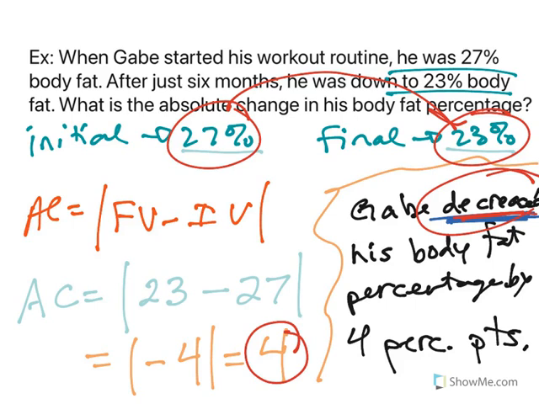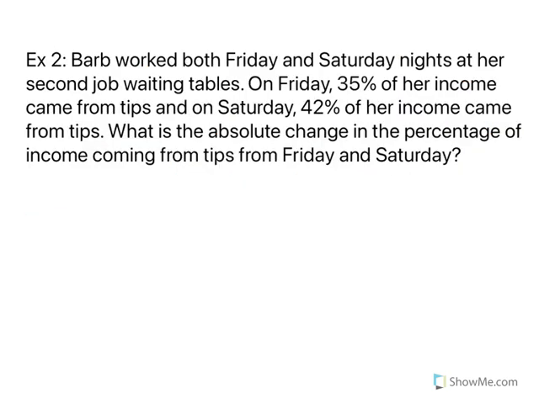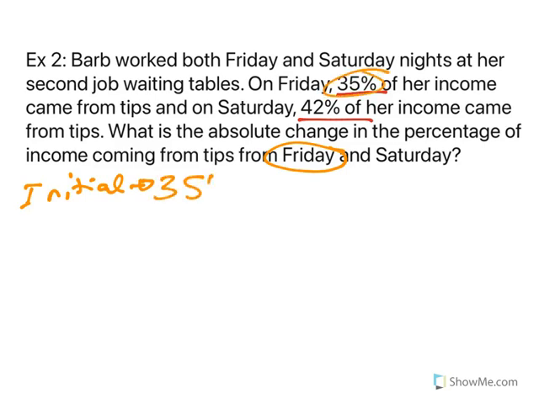Let's do another one. Barb worked both Friday and Saturday nights at her second job waiting tables. On Friday, 35% of her income came from tips, and on Saturday, 42% of her income came from tips. What is the absolute change in the percentage of income coming from tips from Friday and Saturday? Now, because we're starting with Friday, from Friday, that is the initial, right? We always need our reference. So Friday is the initial, that's 35%. That means the final would be on Saturday, which was 42%.